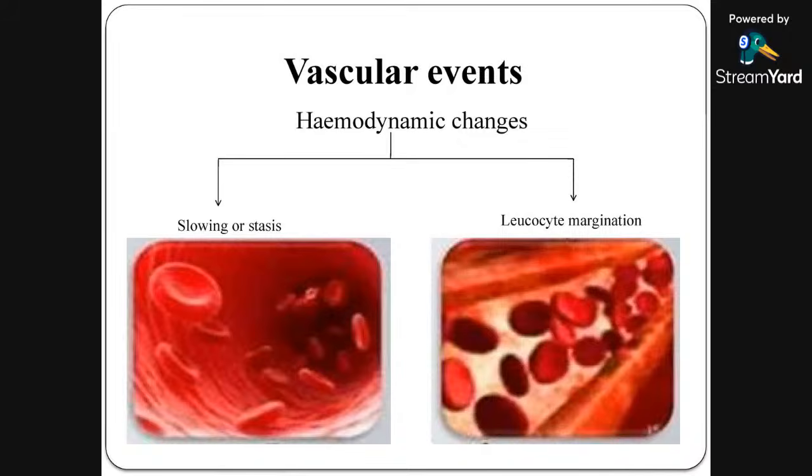Fourth, slowing or stasis. Slow movement of blood increases permeability of the microvasculature, which results in increased concentration of red blood cells, leading to increased viscosity of blood at the site of inflammation. Fifth, leukocyte margination. Leukocytes stick to the vascular endothelium and then migrate through gaps between endothelial cells into the extracellular space.